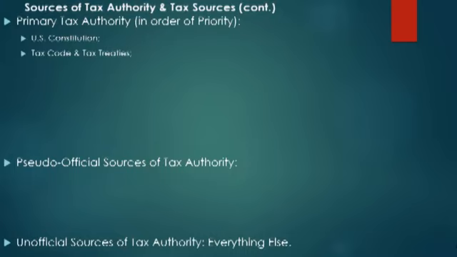The next is the tax code and tax treaties. And the tax code, clearly the IRC, passed by the Congress, signed into law by the President. That's just federal code. Pretty straightforward there. Tax treaties, on the other hand, can be a little more complicated.